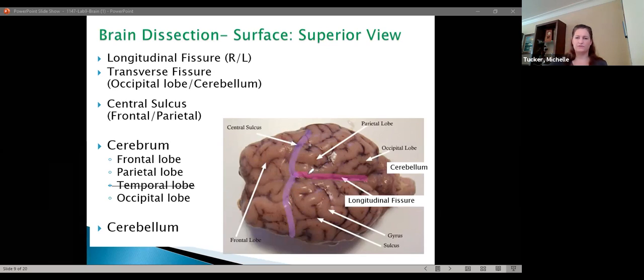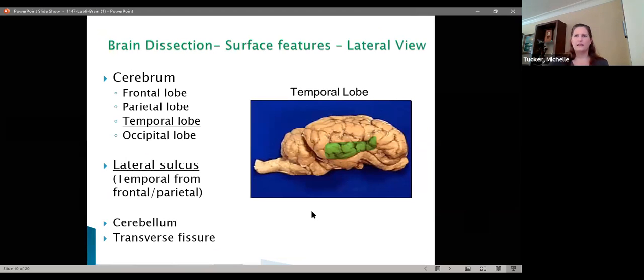If you combine the central sulcus with that longitudinal fissure, you get this nice kind of cursive T structure. It shows up pretty nicely on the sheep brain dissection, and then very nicely on the human model because we have marked it in marker. Okay. This is the cerebellum back here. On a lateral view, you can see the temporal lobe. You can't really see the lateral sulcus very well in a sheep brain dissection.